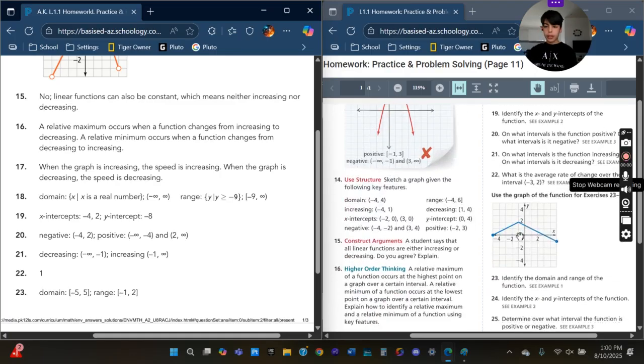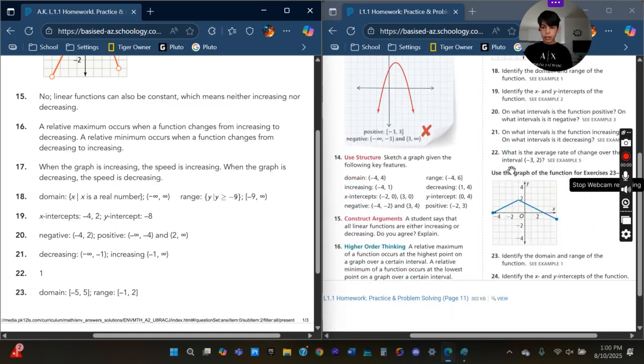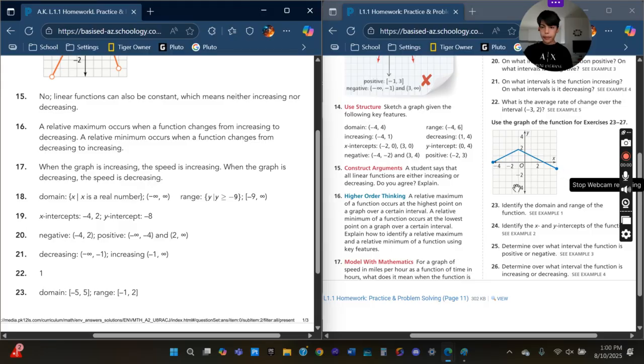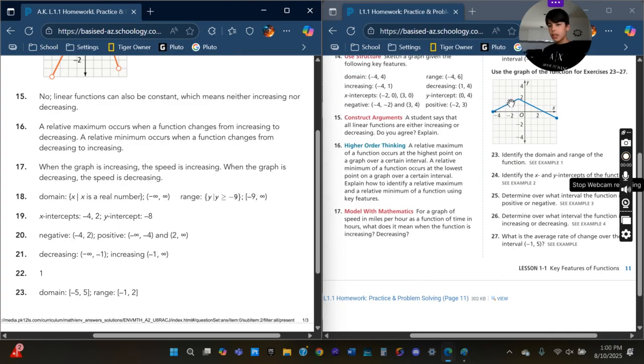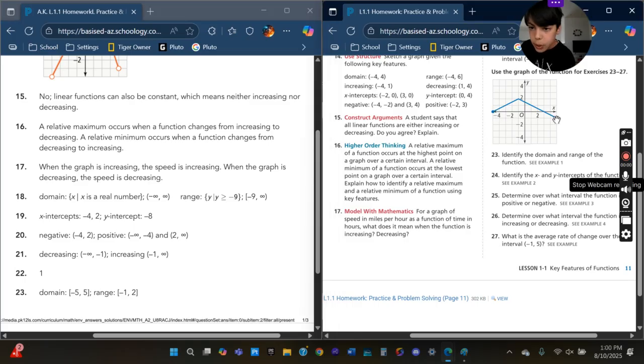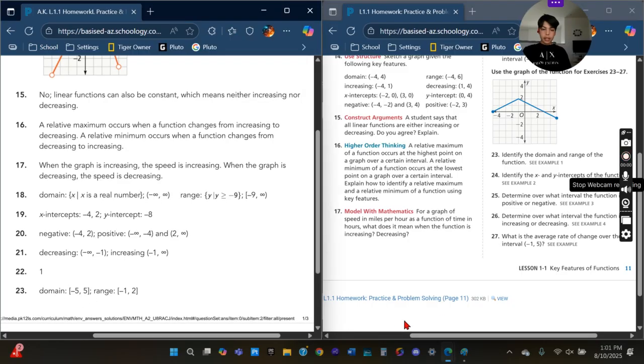For the domain, now we're going to the next one. So we're going to use this graph for 23 to 27. 23, the domain, the farthest most x-axis or x coordinates. As you can see here, there's no arrows, there's just points. So it's not going infinitely. So it's from -5, sorry, -5 to 5, and that would be your domain.